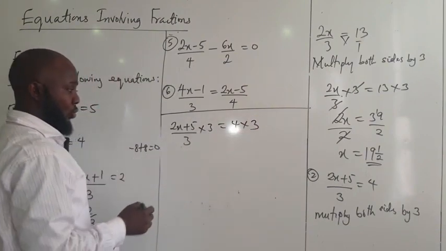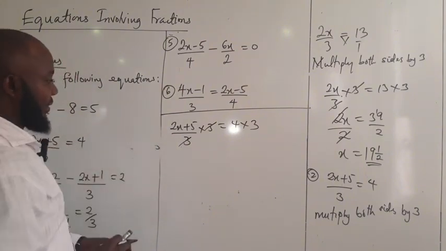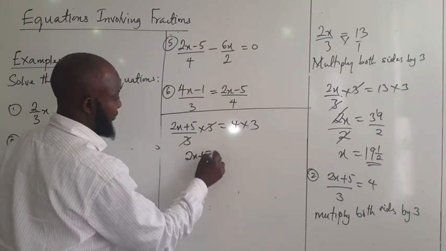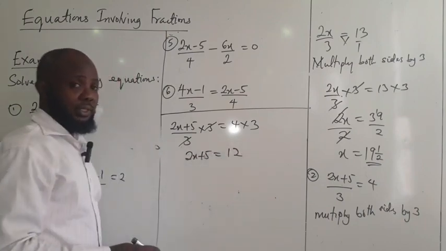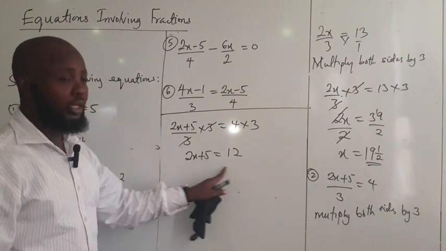So by doing so, these 3 will cancel these 3. That's the essence of multiply both sides by 3. So we then have 2x plus 5 equals to what? 12. 4 times 3 is 12. As you can see now, this has turned to a normal simple equation.